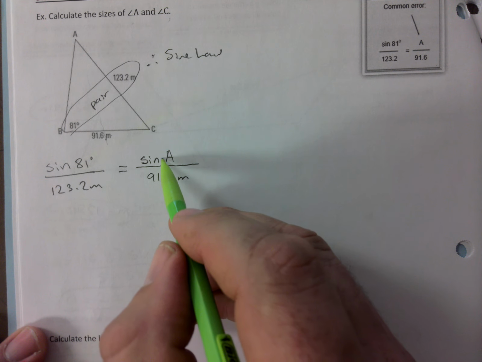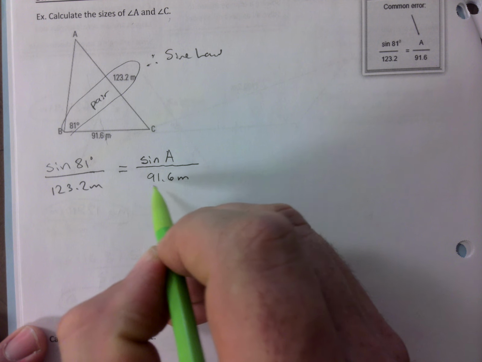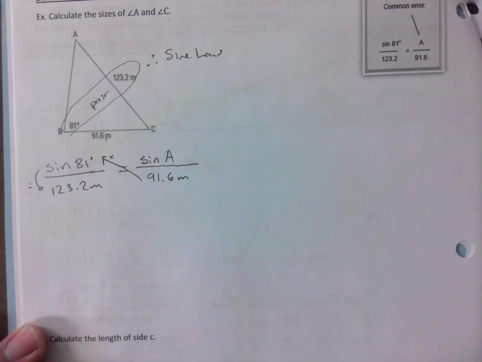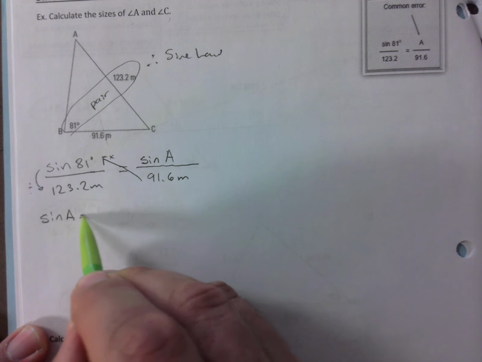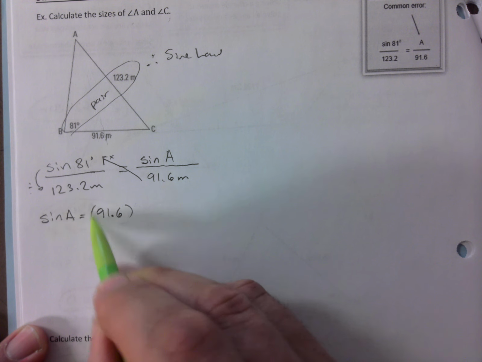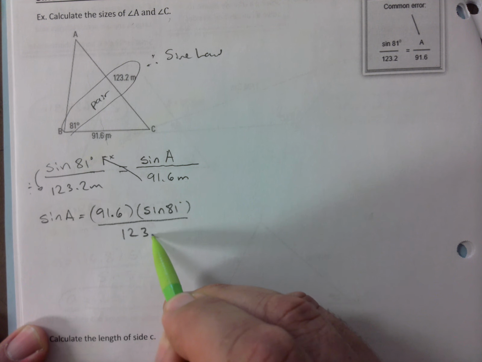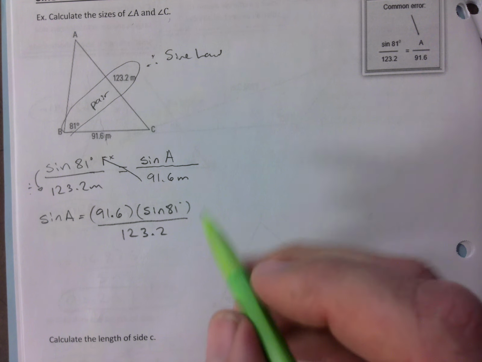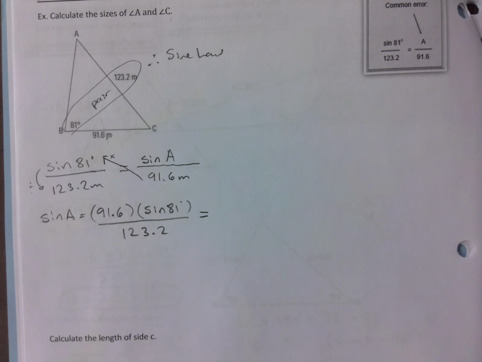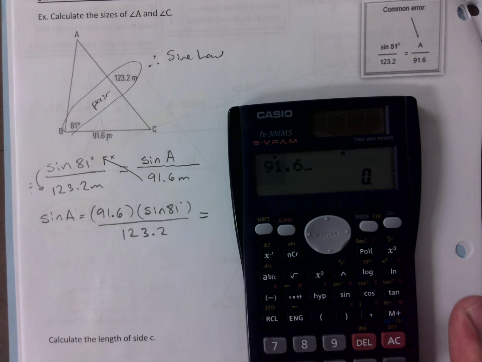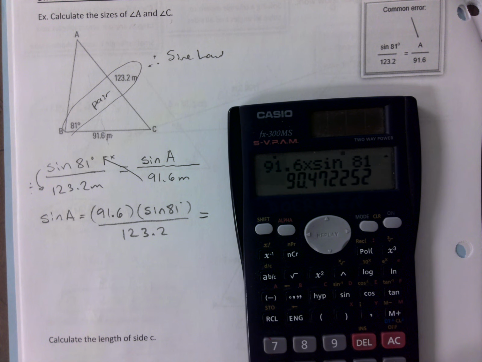That's still your unknown, okay, folks? We don't know what this is. So we start on the right side down here. We're going to multiply up and then divide on our way down. So sine of A is 91.6 times sine of 81 divided by 123.2. I don't like trains normally, like equals, equals, equals, but it is actually accurate to say that in this case. So I'm going to go 91.6 times sine of 81 equals, and I'm going to divide it by 123.2.